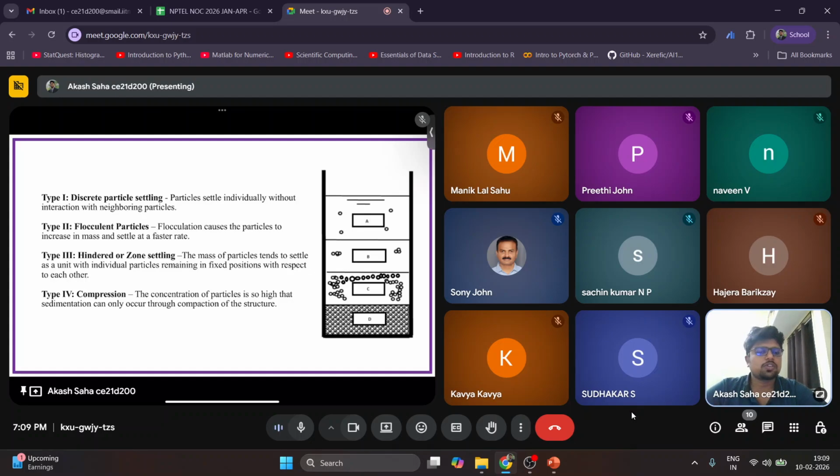And the fourth one is called type 4, or compression settling. Here the concentration of particles is so high that they influence each other and compress or compact the structure. The compaction happens due to the high concentration of particles. You can see in block D so much concentration of these particles. These are the four different types of settling that happen.